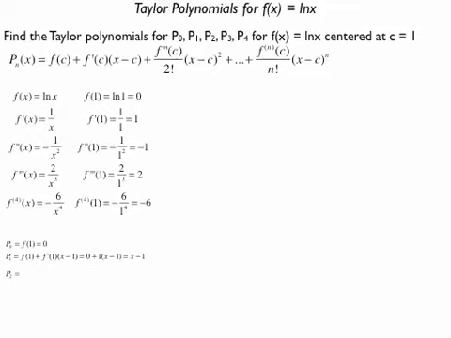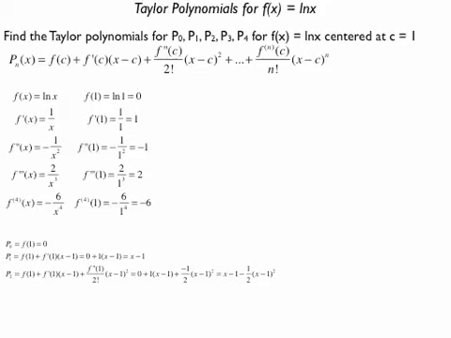The second degree Taylor polynomial would be f of 1 plus f prime of 1 times x minus 1 plus f double prime of 1 over 2 factorial times x minus 1 squared. Fill in what we know: f of 1 is 0, f prime of 1 is 1, f double prime of 1 is negative 1. And then just simplify. So that's a second degree polynomial. I know it's a second degree because x minus 1 squared will give you an x squared.